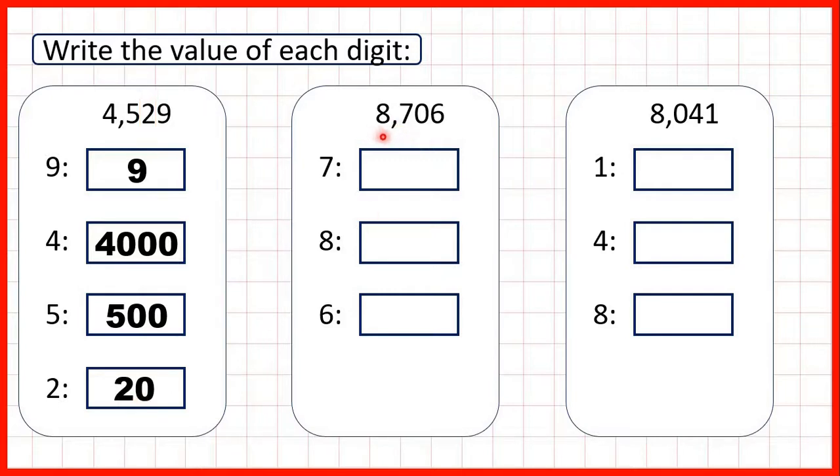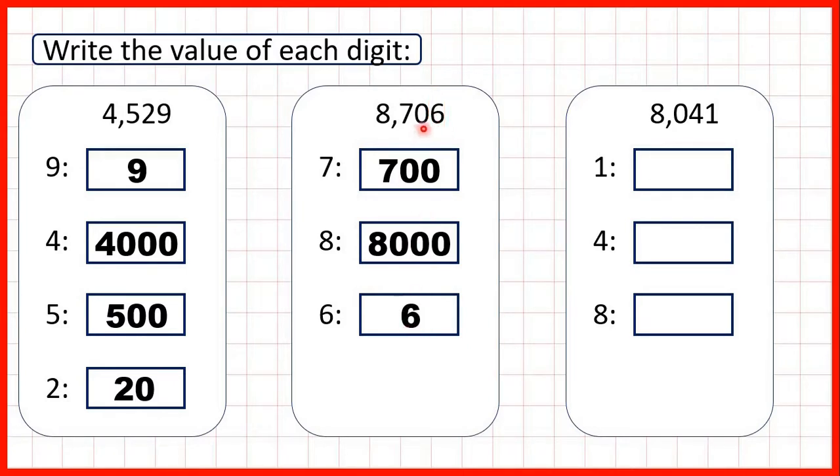Now we have the number 8,706. The 7 is in our hundreds place value, so that represents 700. That's 7 followed by 2 zeros, because notice in our number, after the 7, we have 2 digits. The 8 is in our thousands place, so that represents 8,000. That's 8 followed by 3 zeros, because in our number, after the 8, we have 3 digits. And then the 6 is in our ones, so that just stands for 6.